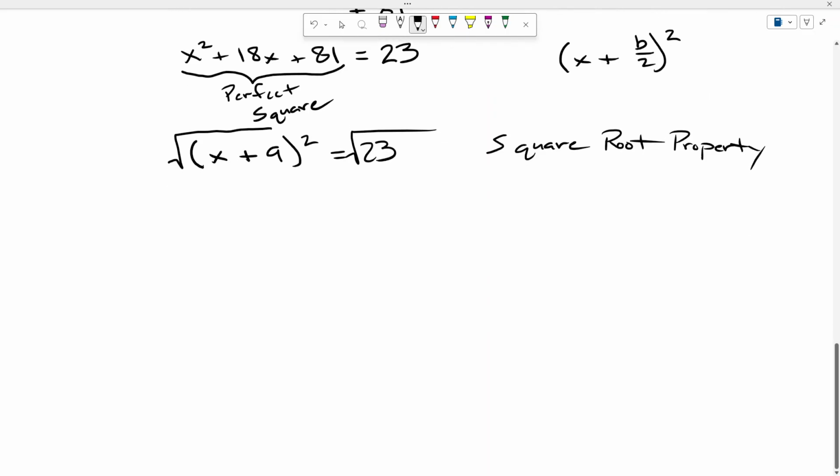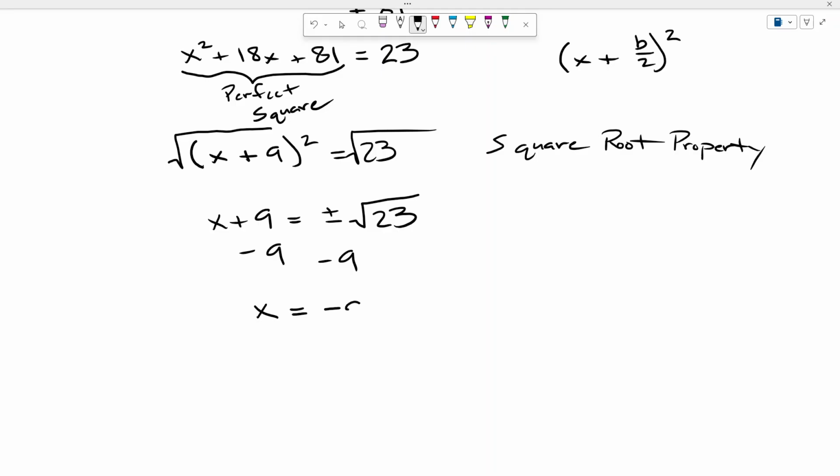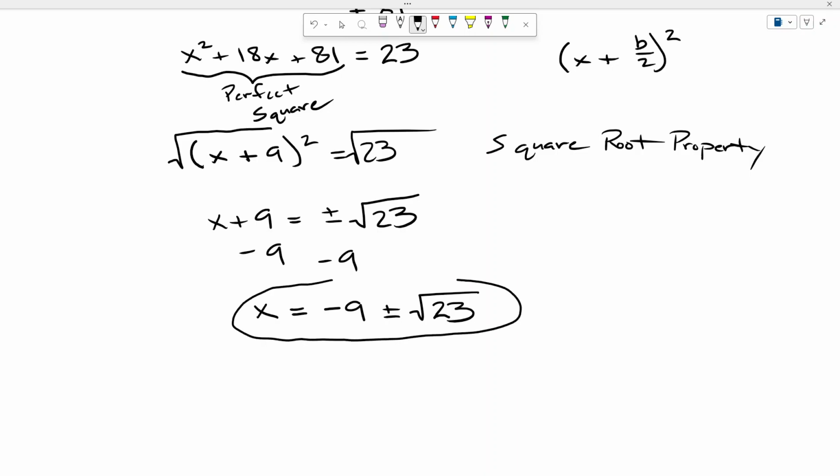So we end up with x plus 9 equal to, don't forget your plus minus, square root of 23. And I'll leave it under the square root instead of putting it in as a decimal, we'll leave it like that. And then to solve for x, we subtract the 9. And we'll throw the 9 out front. So x equals negative 9 plus or minus the square root of 23. And that is our final answer.